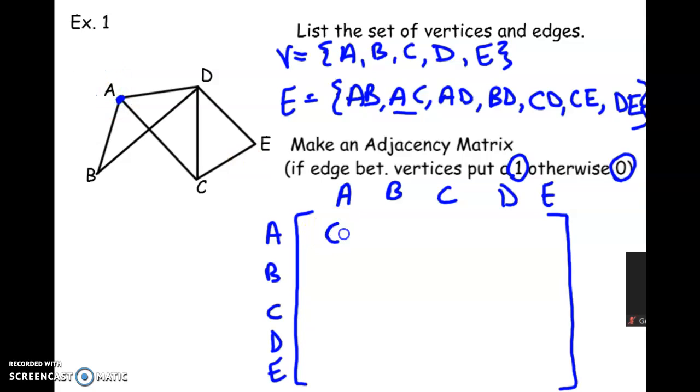So we're going to say A is not connected to A, 0. But A is connected to B, 1. So I can go AB is 1, and then BA is also 1. Okay, A is connected to C. So AC has a 1, and then CA has a 1. A is connected to D. So AD, DA. A is not connected to E. There's no line that connects A and E. So we're going to put a 0.